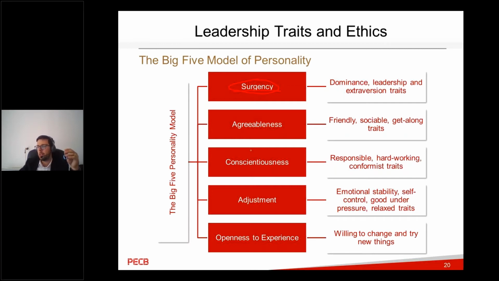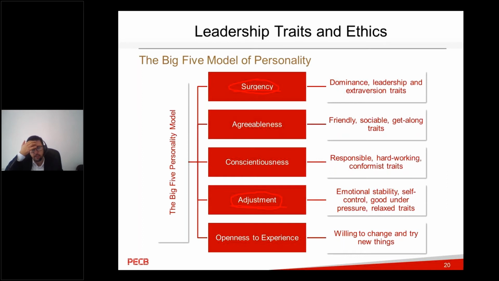Then we also have adjustment, which is a different name for what we already covered when we discussed emotional stability. So emotional stability and adjustment cover the same topic, but certain researchers call it surgency and adjustment, whereas others call it extraversion and emotional stability. They pretty much cover the same thing. But just as a reminder, let's get back to it and understand what each of these in fact covers.